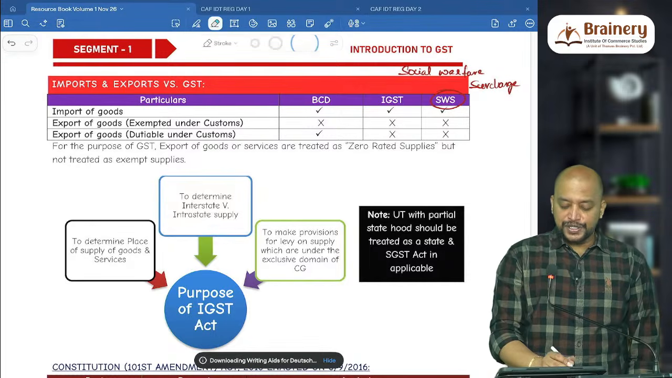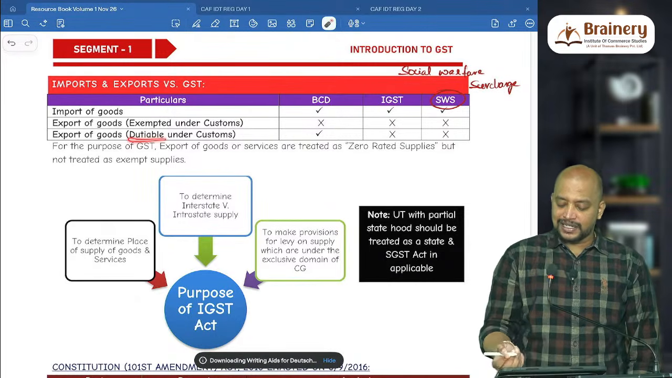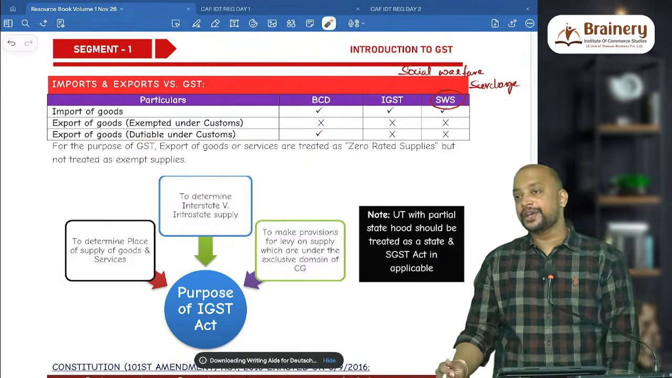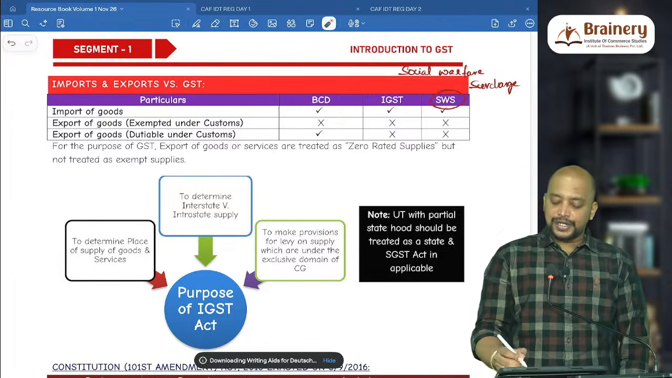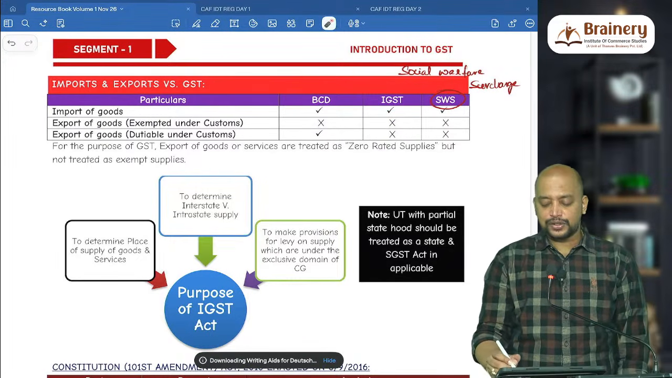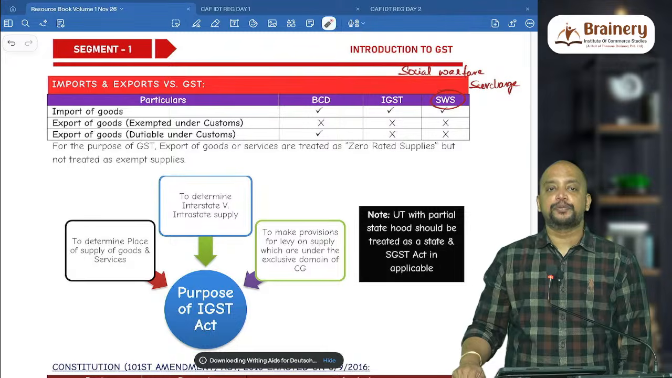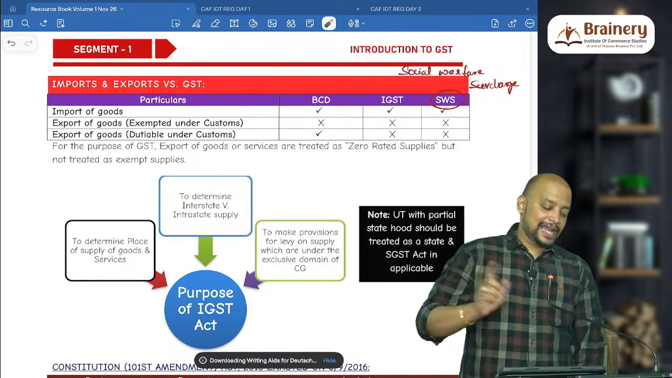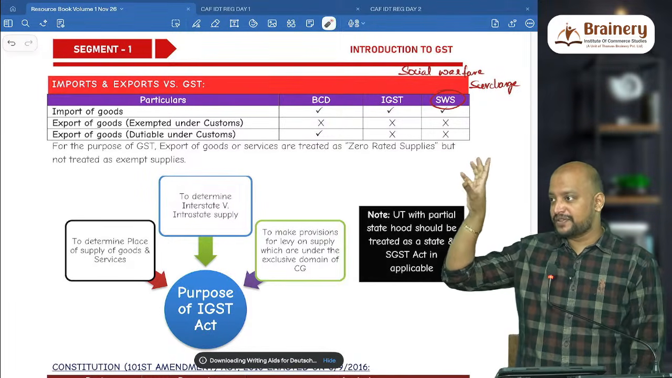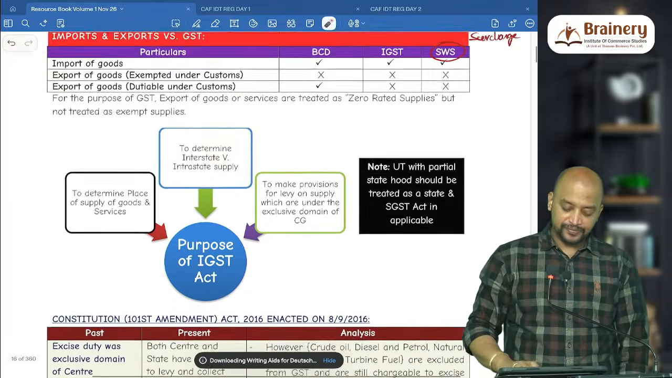Next, suppose export of goods is dutiable under customs, we will have basic customs duty, and in that case also IGST will become 0 rated. Social welfare surcharge is not there on export, only on import. Again we will connect this point in customs when we are discussing customs.